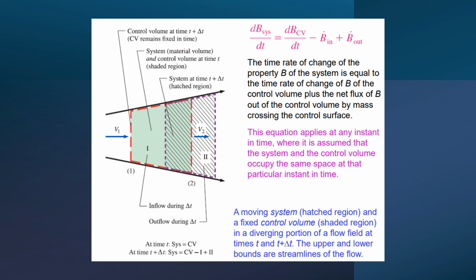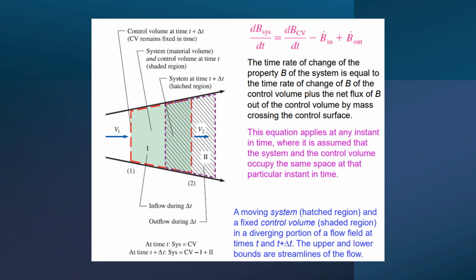From the equation, dB system over dt equals dB CV, which is control volume, over dt minus B in plus B out. This equation applies at any instant in time where it is assumed that the system and the control volume occupy the same space at that particular instant in time.